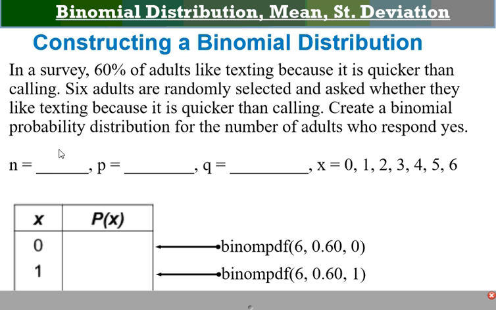Well, N would be how many people we sampled. We sampled 6 people. There's a 60% likelihood that we're going to get them responding favorably to text, which means 40% failure. Failure meaning preferring text, or probably calling over texting. X is how many people are going to respond. So between 0 to 6 are going to respond in favor of texting.